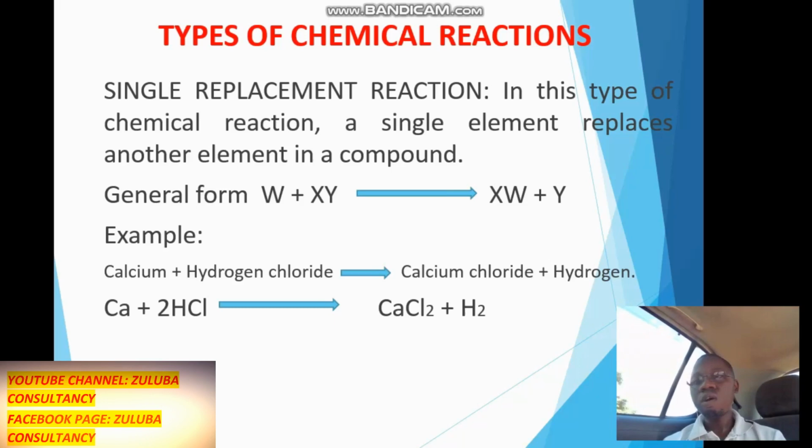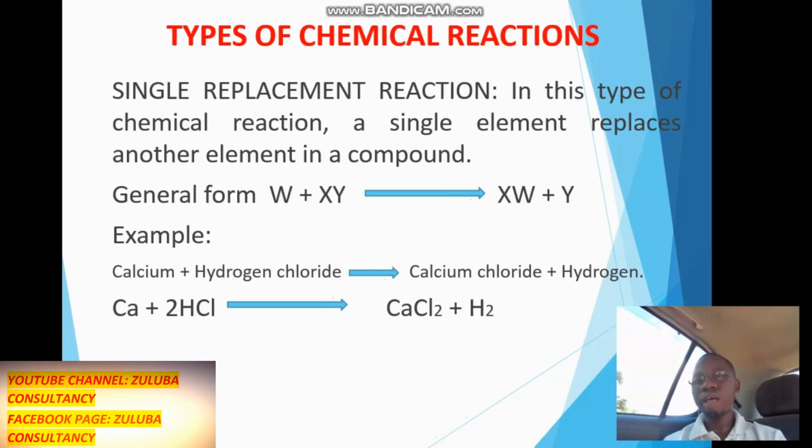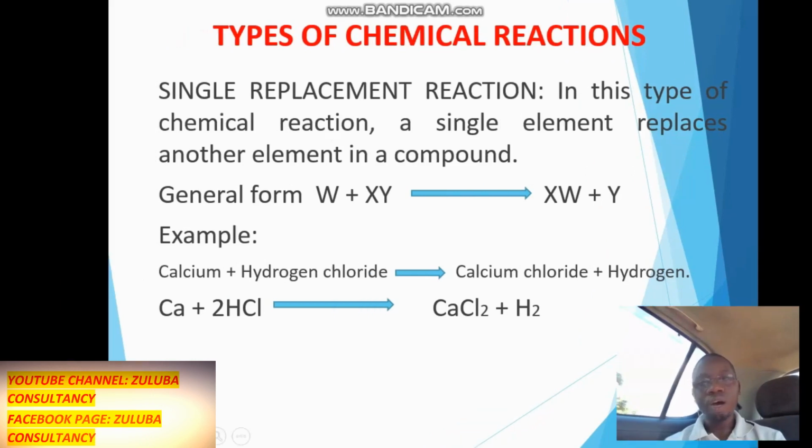Because only a single element has been replaced, we call this a single replacement reaction. We have an example, which is calcium reacting with sodium chloride. What are the products which we get? Calcium chloride and hydrogen. Hydrogen has been replaced by calcium when we look at the products.